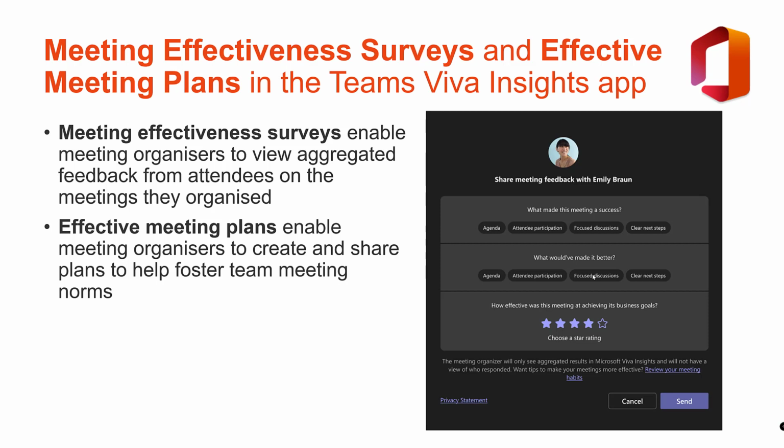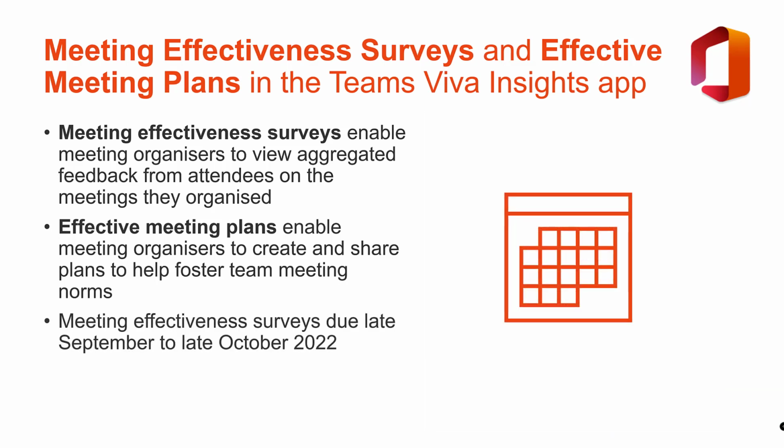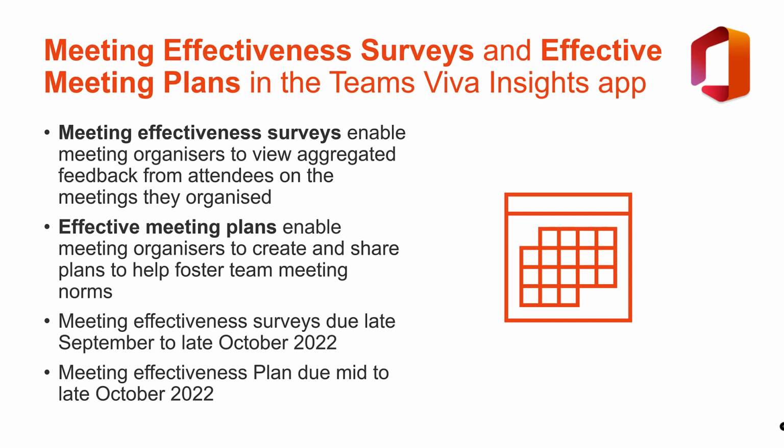Effective meeting plans, so you can set these up. Maybe you want them to finish 5 minutes early. You want to just create some better norms, and then you can share those. That looks great as well. So the effectiveness surveys, September to late October. The plan is due mid to late October, but it is for people with a license.